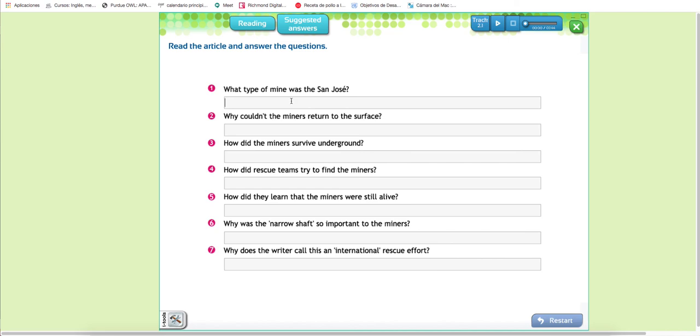You are going to do it. I am just going to guide. Let's try gold. Dejémoslo ahí. Okay. Why couldn't the miners return to the surface? Who can tell me? Gold is the answer to the first one. No, todavía no lo responden, o sea, dejémoslo en blanco. Estamos hablándolo entre todos primero y ya vamos a mirar cuáles son las respuestas correctas.